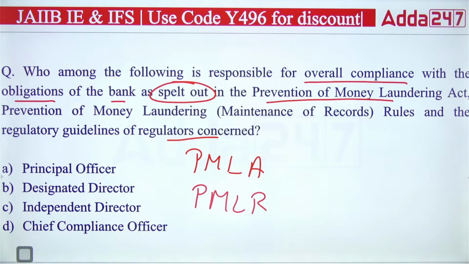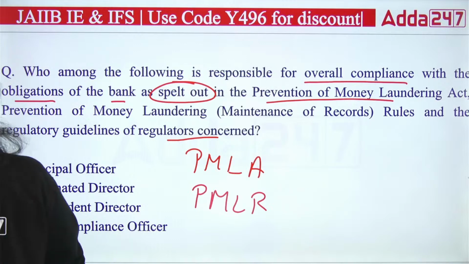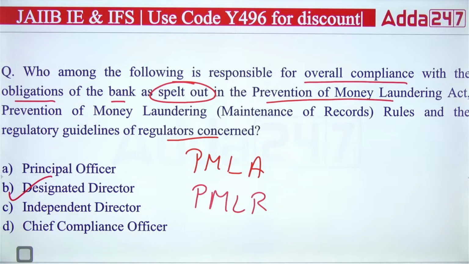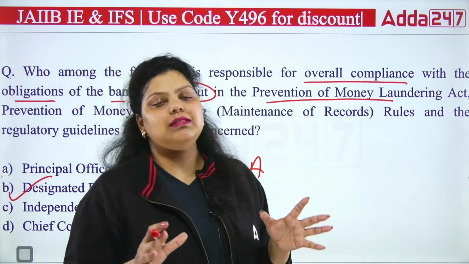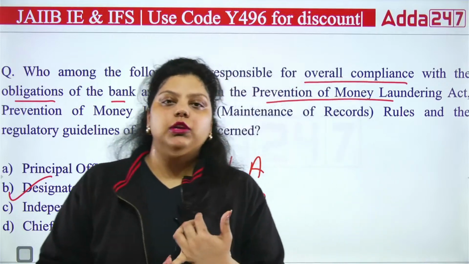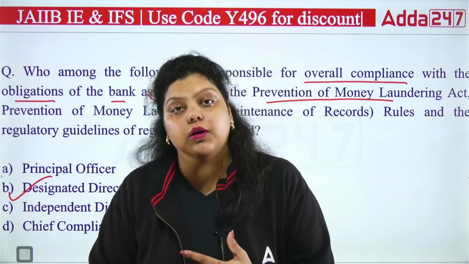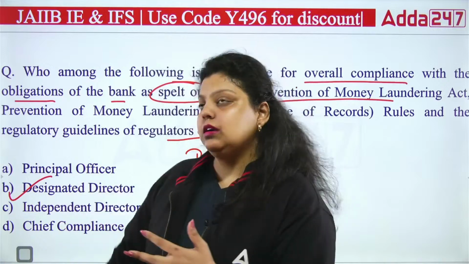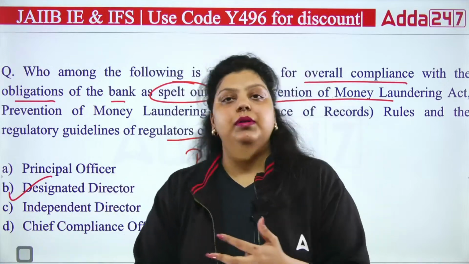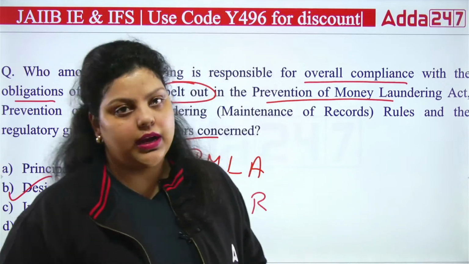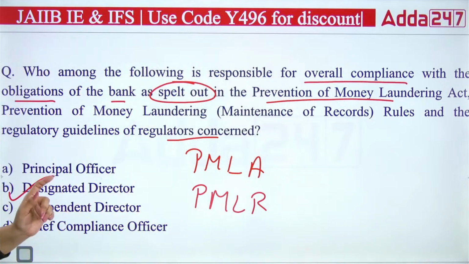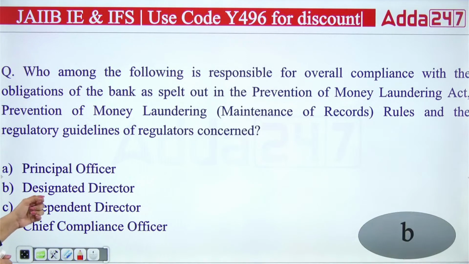Okay, so actually it is the responsibility of the designated director. The designated director has to make sure that overall compliance is done according to the Prevention of Money Laundering Act and Prevention of Money Laundering Rules. That's the responsibility of the designated director. The principal officer has the responsibility to submit the report to FIU-IND as per the duration prescribed. Okay, so the right answer here will be B. Next.